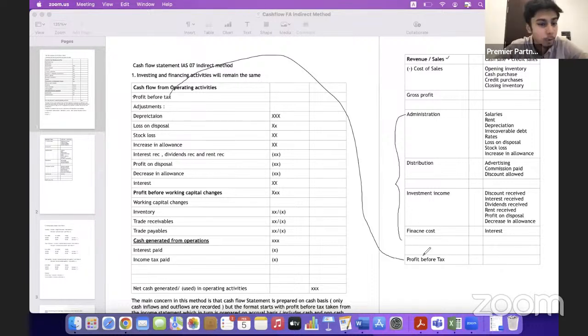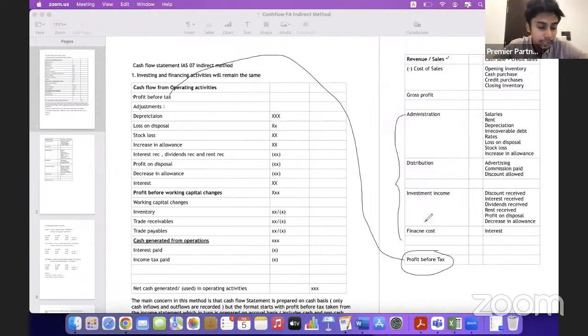But when you arrive at profit before tax, we take all cash as well as non-cash transactions. So inside profit before tax, if you consider something as a cash transaction, that's not a problem at all. Because guys, we are preparing a cash flow statement now. So inside the profit before tax, if there is anything that's related to cash, you don't have to worry about that.